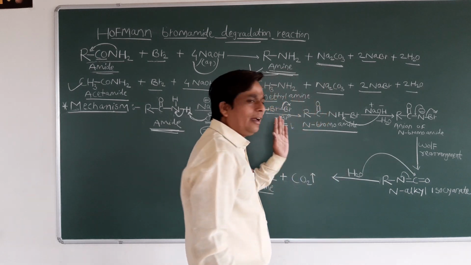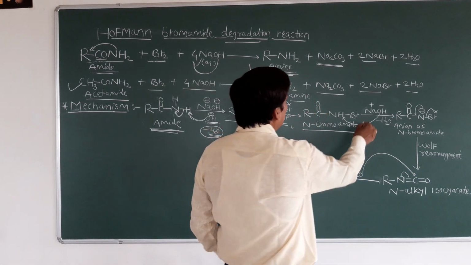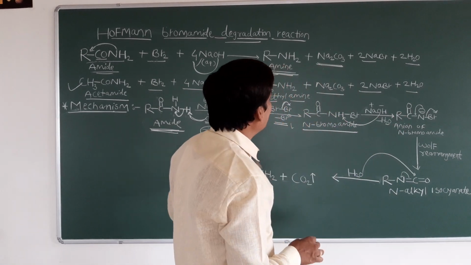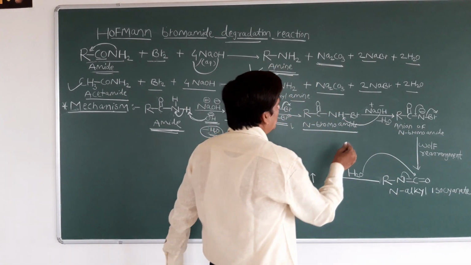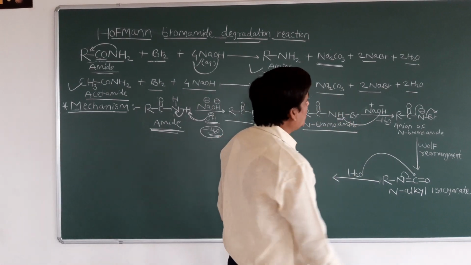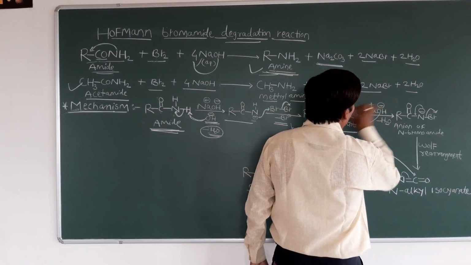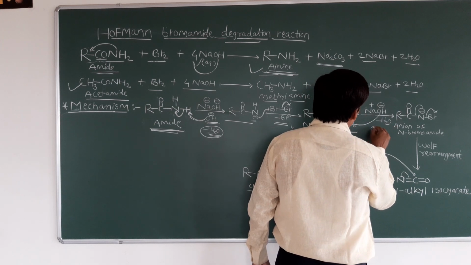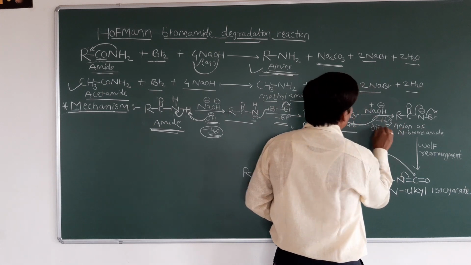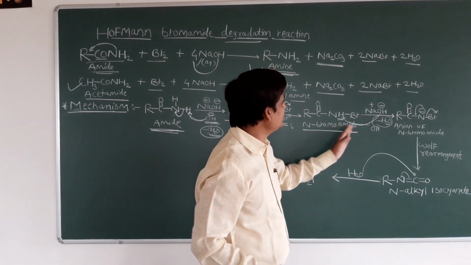Okay students, see the next step. One more NaOH we can use here, so we take the 4 NaOH molecules. Again, what happens, students? Here one more acidic proton is there, so this OH minus can abstract this acidic proton and it is converted to H2O.